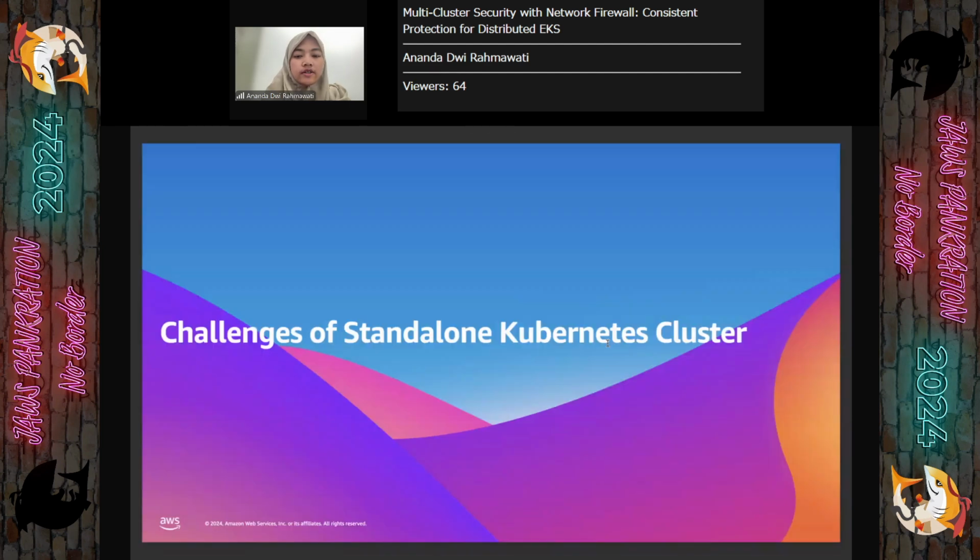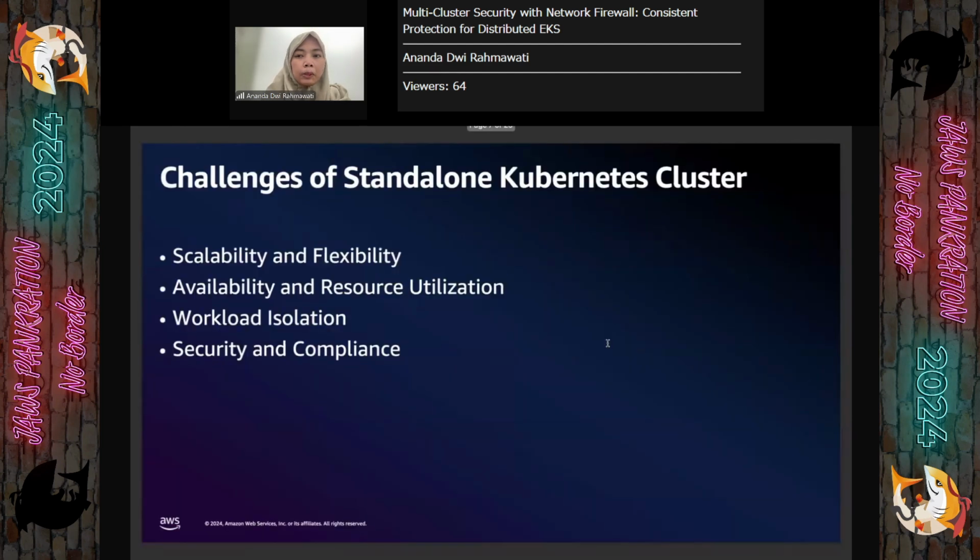Then, the challenge of a standalone Kubernetes cluster. First is scalability and flexibility. When we are deploying a standalone Kubernetes cluster and our business expands, we need to consider multi-cluster. In some cases, when our business expands to another region or another account, at that time we need to deploy multi-cluster Kubernetes.